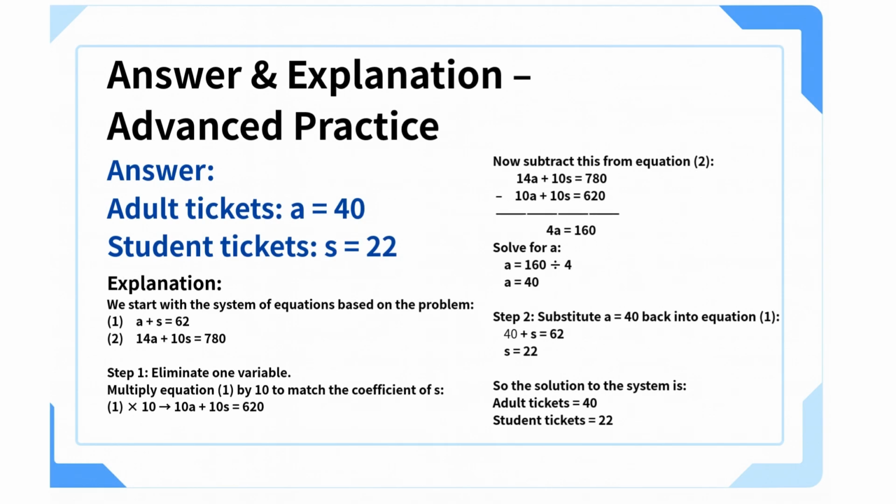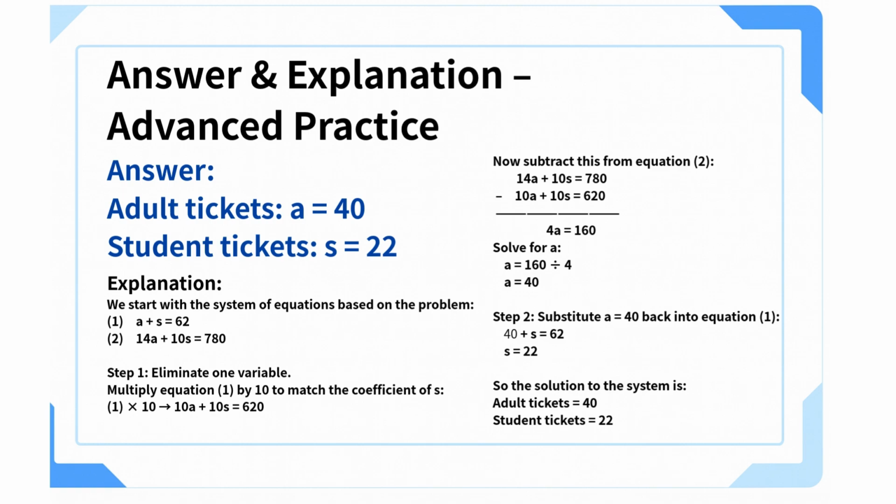Now let's walk through the solution to this word problem step by step. This theater sells two kinds of tickets, adult tickets and student tickets. On this particular day, 62 tickets were sold in total, and the total revenue was $780. Adult tickets cost $14 each, and student tickets cost $10 each. We let A represent the number of adult tickets, and S represent the number of student tickets.